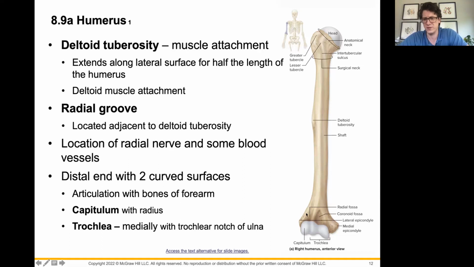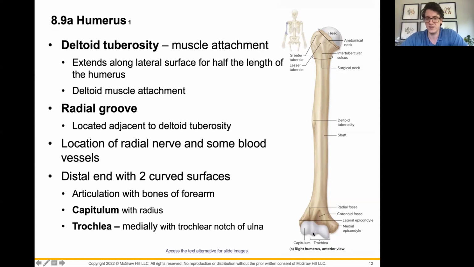We also have a couple of fossas down here at the bottom, at the elbow. We have the coronoid fossa and the radial fossa. The radial fossa is going to be a space for the head of the radius to go. The coronoid fossa is so named because it's a shallow depression that will fit the coronoid process on the ulna.